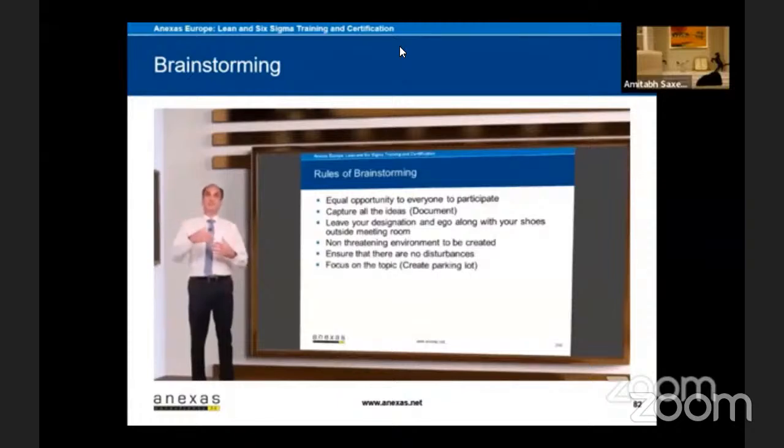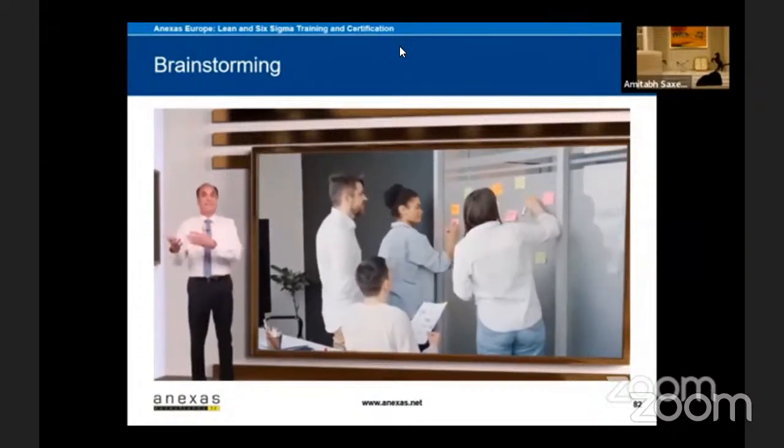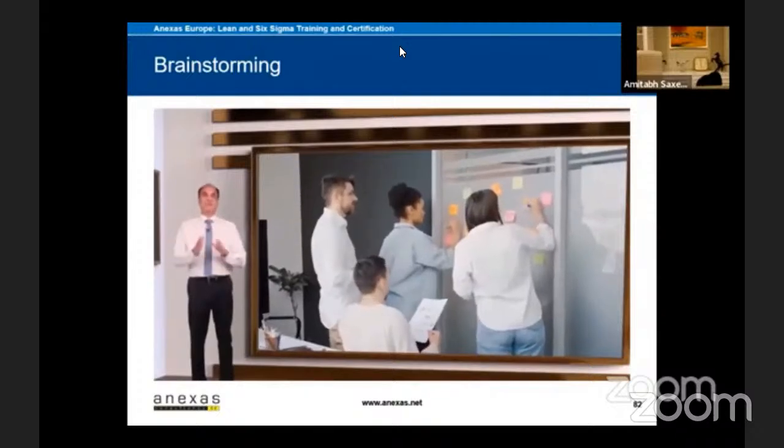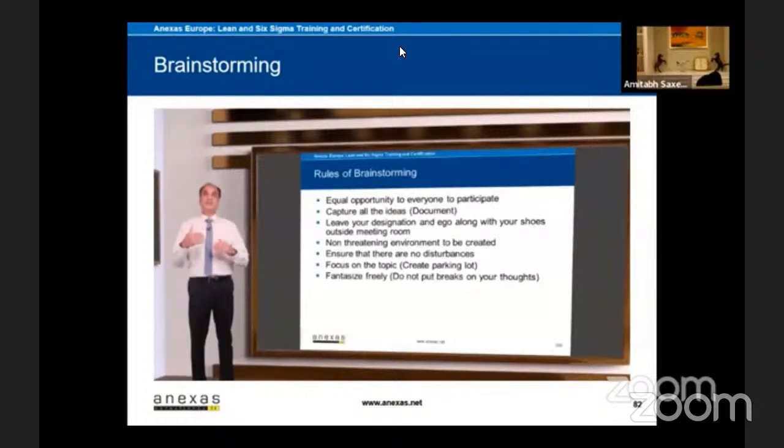Sometimes people might deviate from the topics. There is a tendency that some important issue crops up during the discussion. So at that time, you can always create a parking lot saying that, well, this idea or this issue is very, very important, and we can park it to be discussed after a while once we complete the brainstorming on this particular topic.